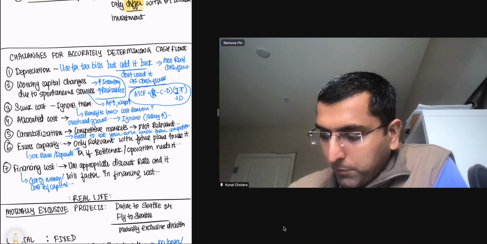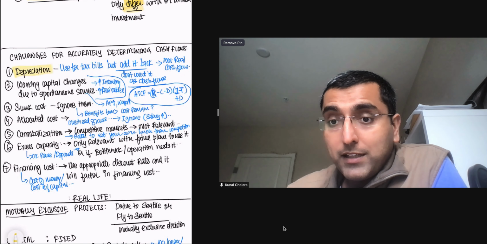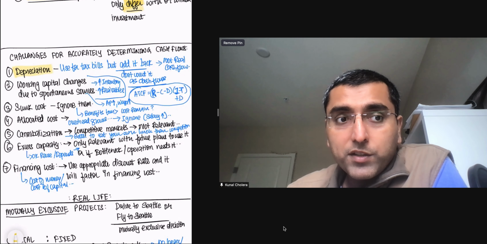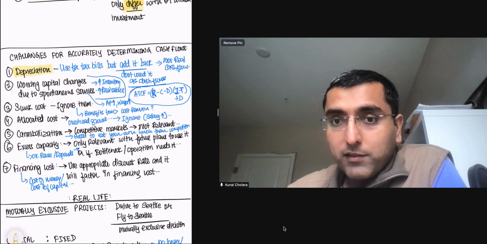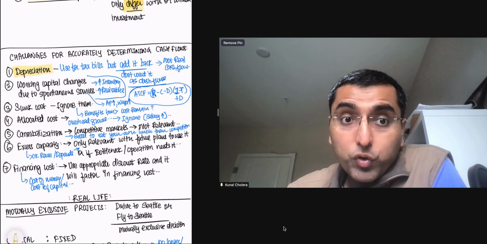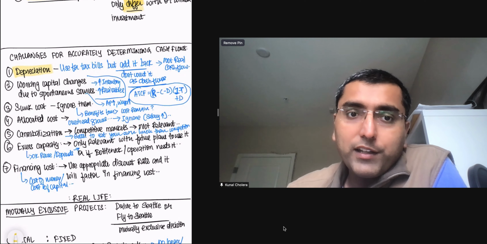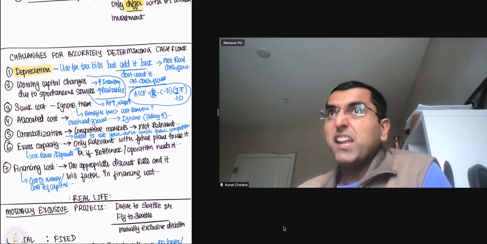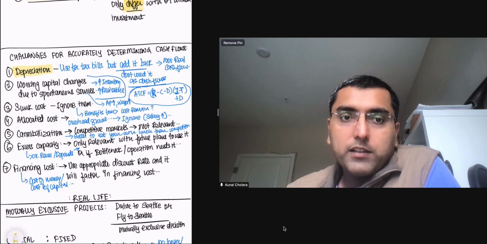The first thing is depreciation. We saw that this can be easy to do because we saw the movement principle, cash flow. Depreciation is just used for tax bills, which you should use it for, but add it back. It's not a real cash flow. You don't really pay for it. So don't count it in your cash flows.